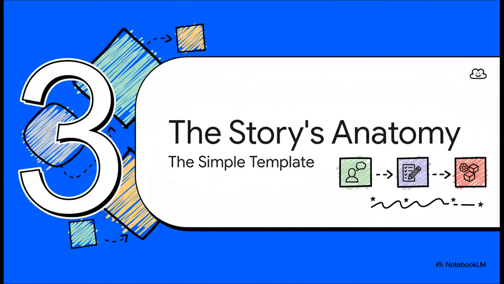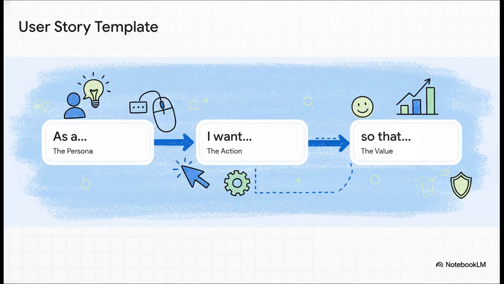Okay, so what does one of these things actually look like? Let's dive into the story's anatomy. We're going to break down how they're structured, and you'll see it's a deceptively simple template, but man, every single piece plays a critical role. This is it. This is the magic formula. As a, I want, so that. That's the whole thing. But this simple structure forces us to answer three absolutely critical questions. Who are we building this for? What exactly do they want to do? And the real kicker, the most important part, why? Why do they even want this in the first place?